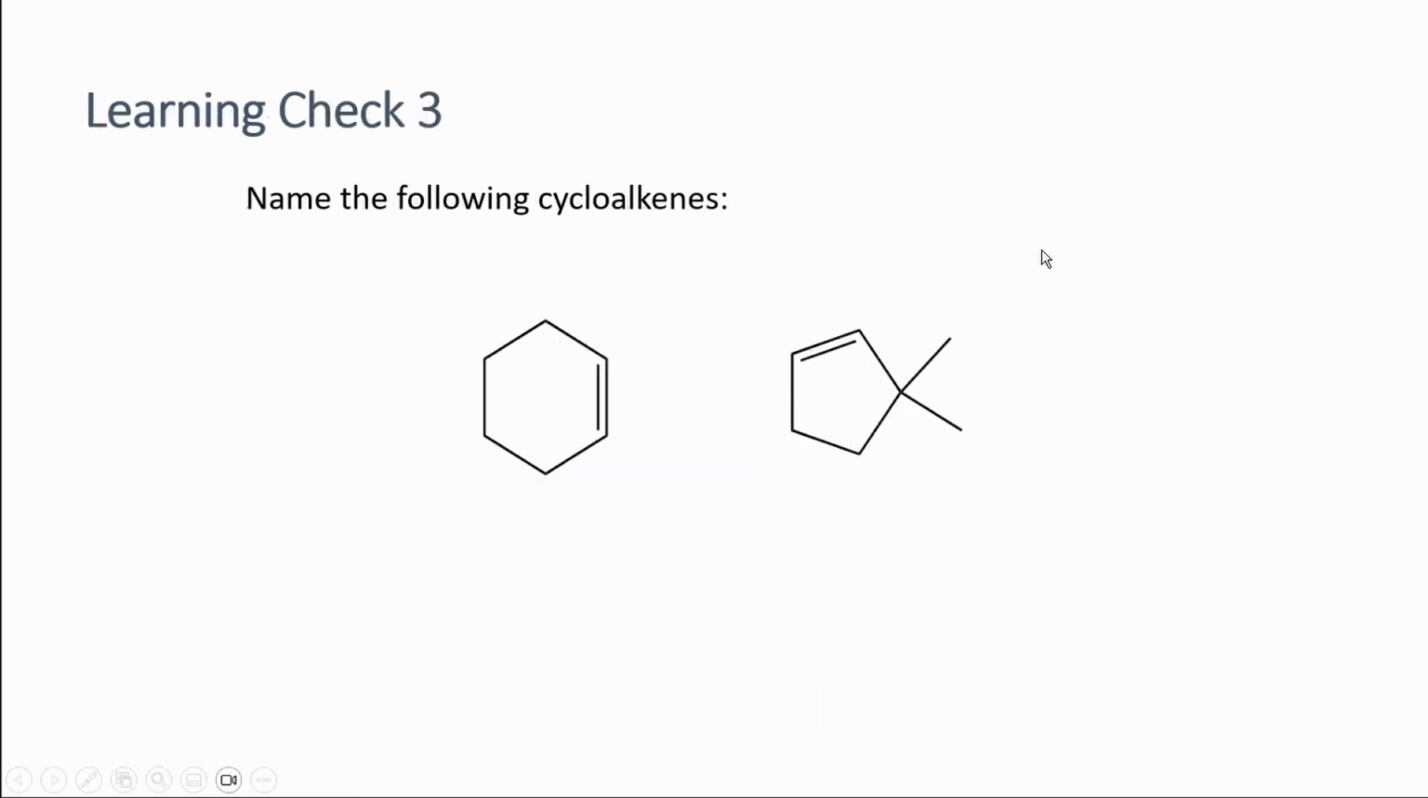Now, I have this example. First, I want you to try this on your own and then come back and check your answer. The first structure is a cyclohexene. The name of the structure is cyclohexene. I will just write it as it is.